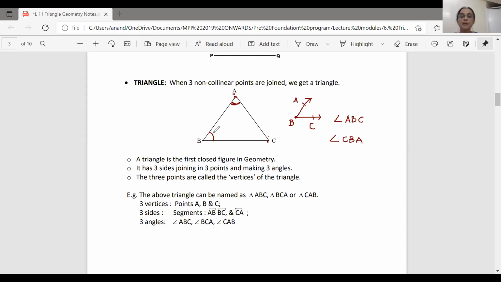So this has got 3 angles. I can call it angle ABC or CBA, BAC or CAB, and ACB or BCA. 3 sides, 3 angles, 3 vertices.